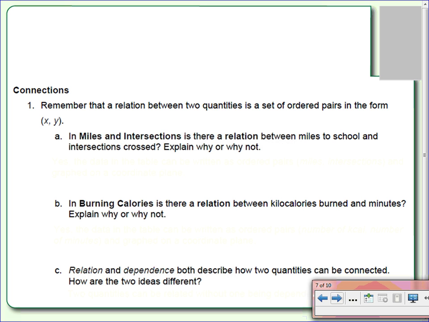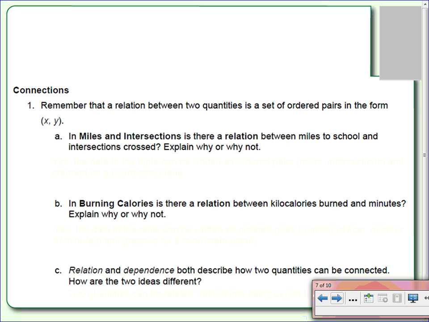Number one, connections. This is going to go back to two of the activities that we already did, or two of the worksheets. One of them is the miles and intersections, the one where I asked you how far you live from the school and how many intersections you go through. And the other one refers to the one you did yesterday on burning calories. So we're going to go back to these two activities. Hopefully you still remember those two.